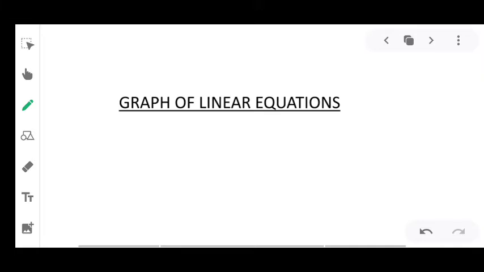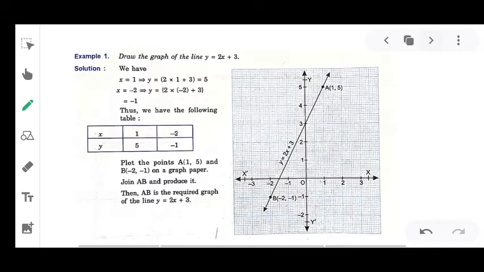Next, graph of a linear equation. Here one equation is given in the question, and you have to draw the graph of the line for the equation. So here is the example. Draw the graph of the line y equal to 2x plus 3. Here you have to take some convenient value of x. So when we take x equal to 1, then y will be 5.